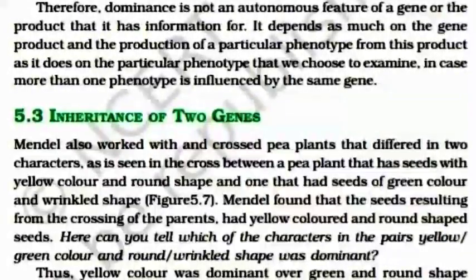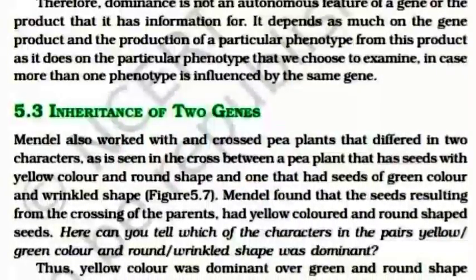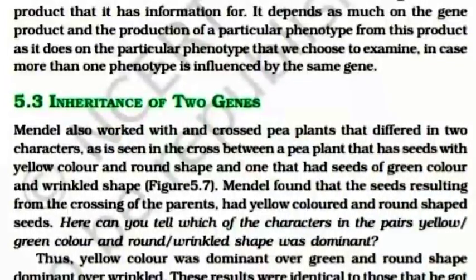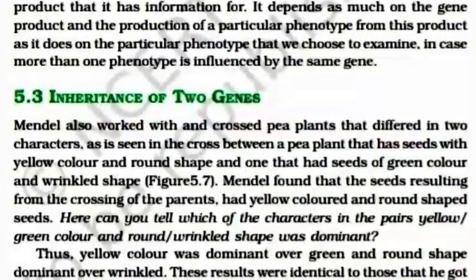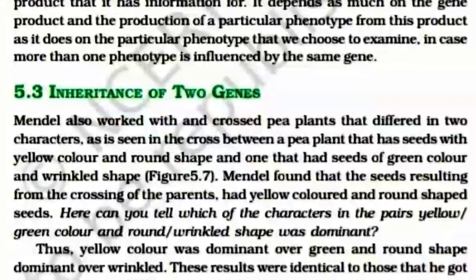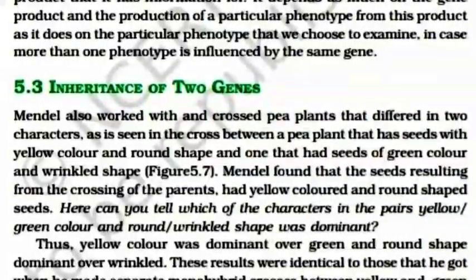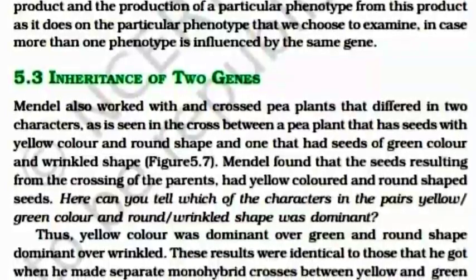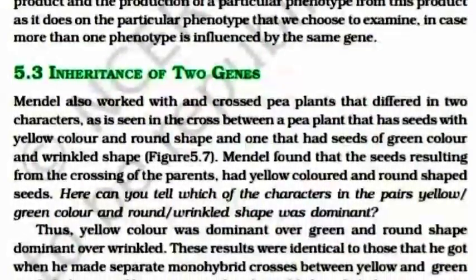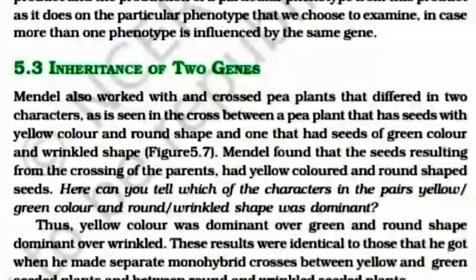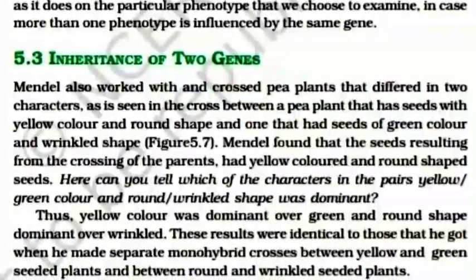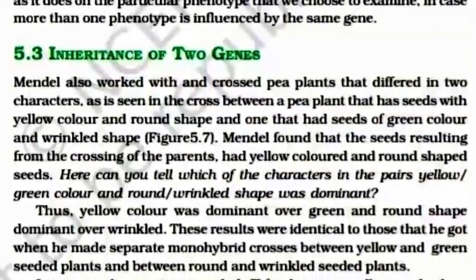Inheritance of two genes. Mendel also worked with crossed pea plants that differed in two characters, as is seen in the cross between a pea plant that had seeds with yellow color and round shape and one that had seeds of green color and wrinkled shape. Mendel found that the seeds resulting from the crossing of the parents were yellow colored and round shaped.